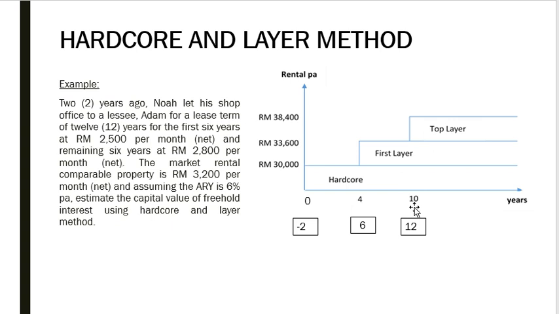Another thing about the hardcore and layer method is that this method is only suitable for freehold, not leasehold. Why? Because leasehold has a certain time for the lease. But for freehold, since the ownership is in perpetuity, if you notice, there would be no line here because this layer is for perpetuity. The first layer will also be for perpetuity, and the top layer also for perpetuity. So this would be the diagram for the hardcore and layer method.